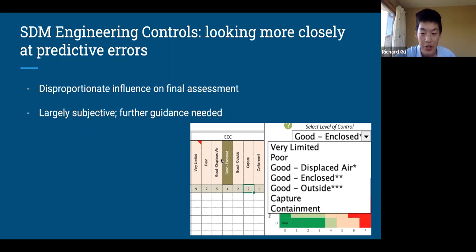So we might expect that there's a lot of guidance on arriving at this extremely important input, since we see here that it has a disproportionate influence on our final assessment. But looking at the guidance on it, we found that it was largely subjective. It ended up being, many times, up to the industrial hygienist's own personal experiences. So I concluded that further guidance is needed in helping hygienists arrive at the correct level of engineering control, since it had such a large influence on our final result.